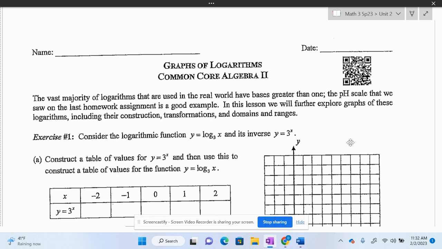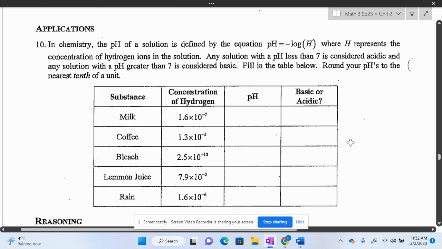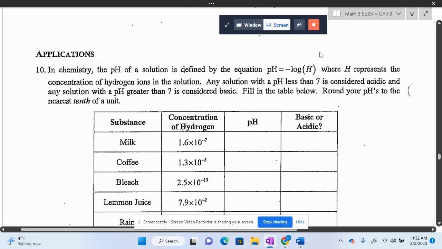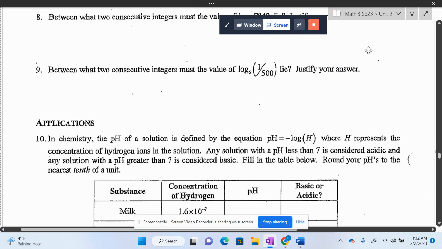Not good? Okay. Oh, you do have one? Which one, Chris? Number 9. Okay. This one right here, hon? Yeah. Between what two consecutive integers?